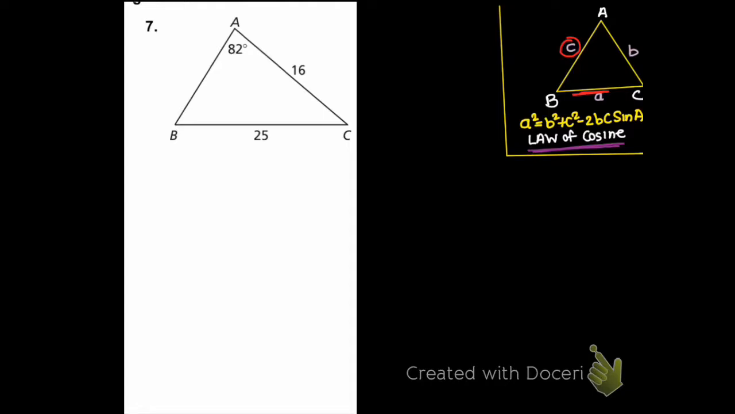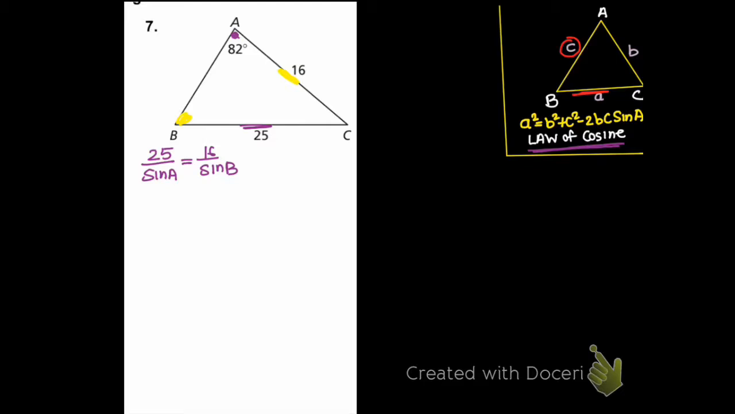Now we have the next problem, number 7, where you see more sides are given and fewer angles are given. In that case, it's better to use law of cosine later on if you don't get your answer. So first I'm going to use law of sine. I know this side is given and this angle is here, and next this side is given but this angle is not. So I can use the law of sine here. 25 over sine A is equal to 16 over sine B.